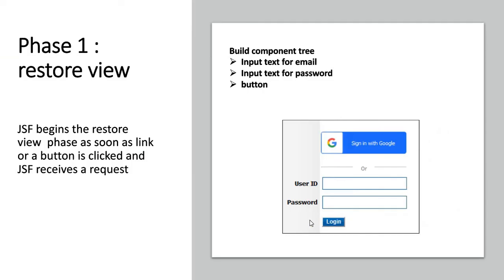Let's move on. The first one, restore view. JSF begins the restore view phase as soon as a link or a button is clicked and JSF receives a request. Restore view basically builds a component tree. Component tree means, for example, this is our screen: user ID, the first input text box, second one password, and a button login. They are all components. So this phase builds the component tree.